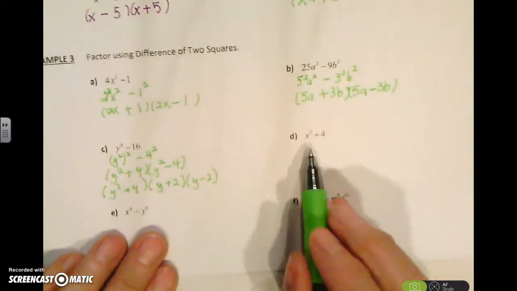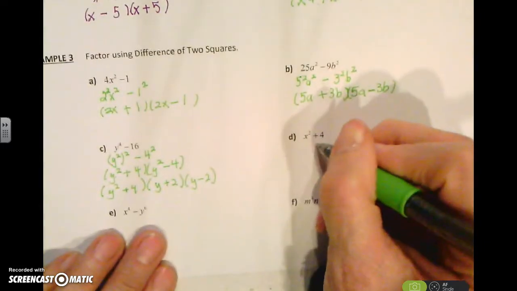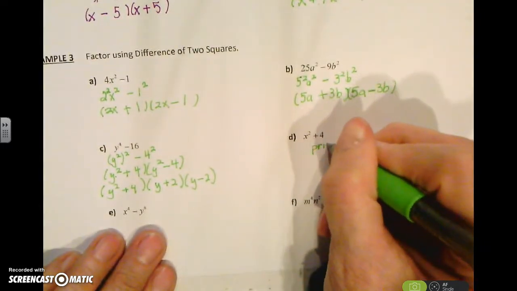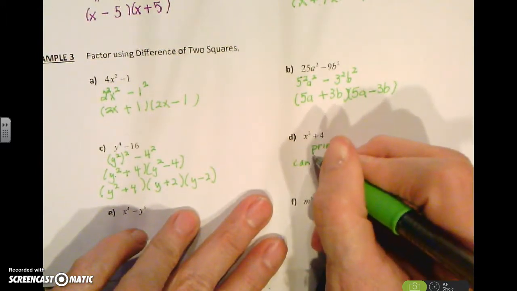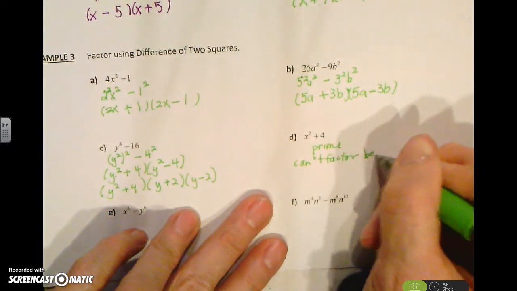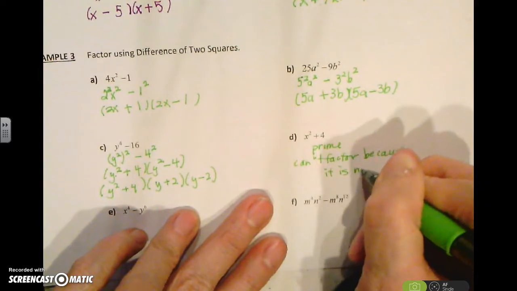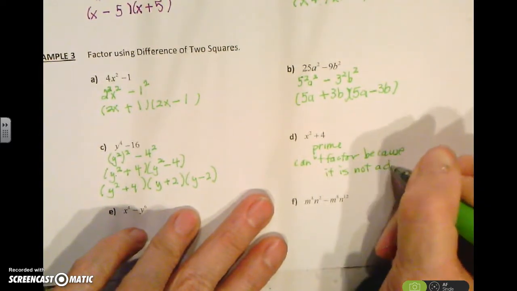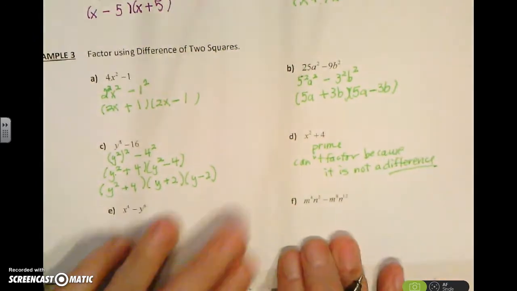D, I see these are squares, but here I have a plus. So on this one, I'm going to say that it's prime. I'm going to make a note, can't factor because it's not a difference. So let's write that down right there. It's not a difference.